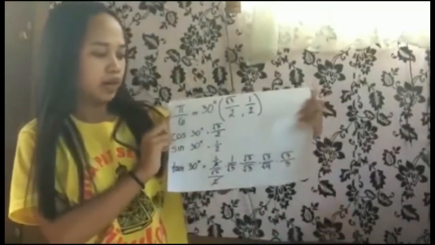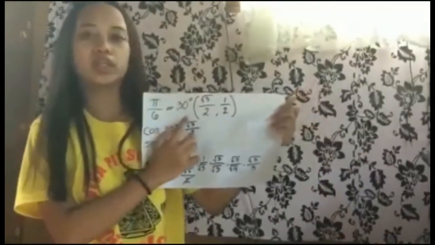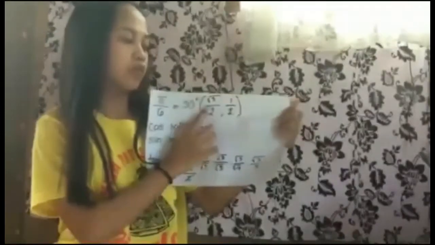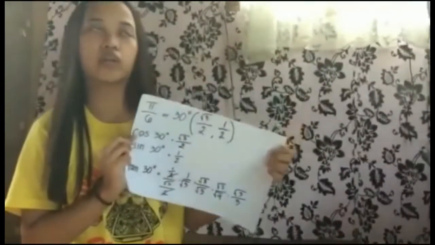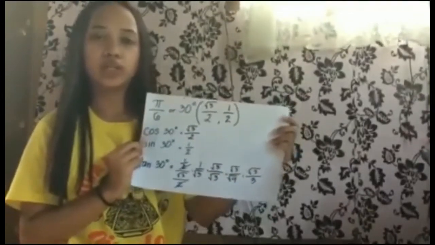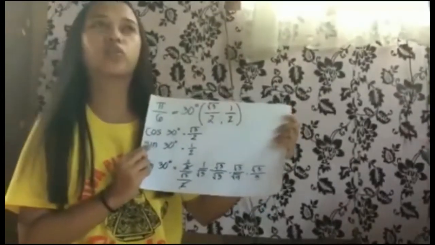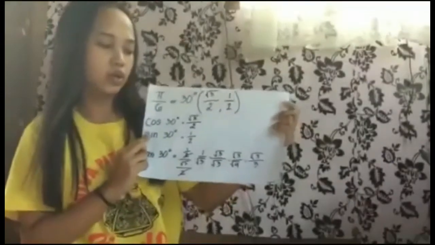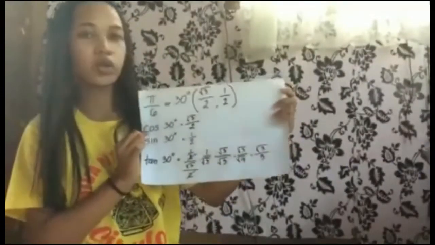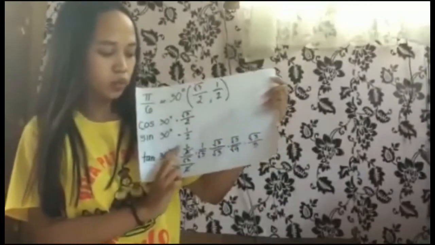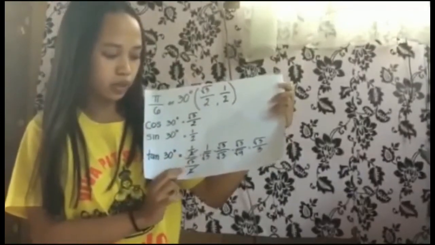How to find the six trigonometric functions if the angle given is 30 degrees. So, pi over 6 or 30 degrees has the coordinates square root of 3 over 2 and 1/2. So, the x-coordinate, square root of 3 over 2, is the cosine, and the y-coordinate, 1/2, is the sine. So, next is the tangent. Tangent is sine over cosine. So, it will become 1/2 over square root of 3 over 2.